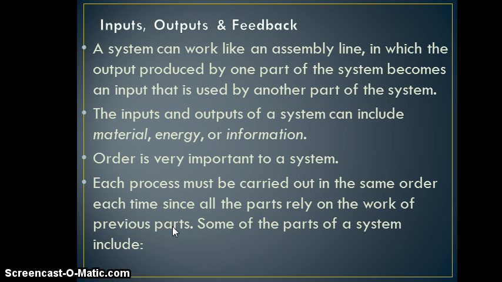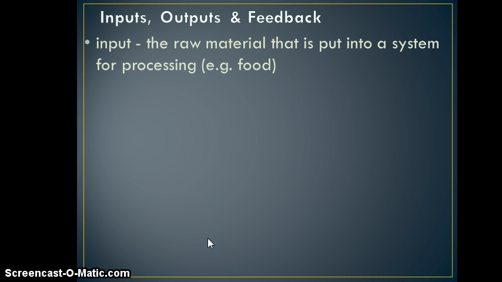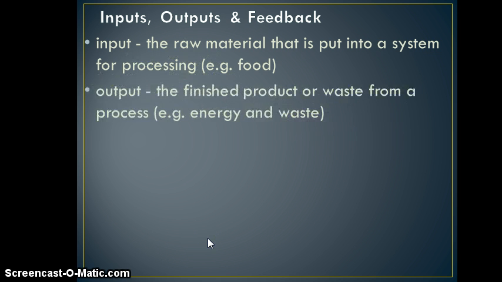Each process has to be carried out in the same order each time, since all parts rely on the work of the previous part. And some of the parts of the system are going to include the input, which is going to be the raw material, or the food in the example that I was just using. The output is what's finished, or the waste from the process.